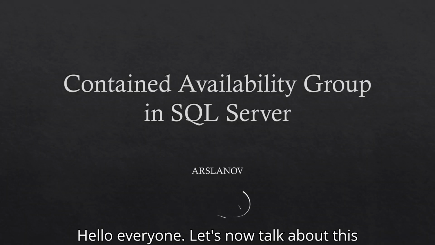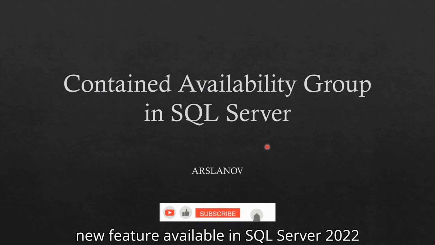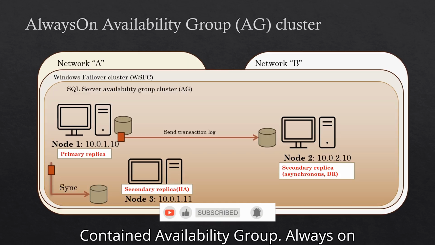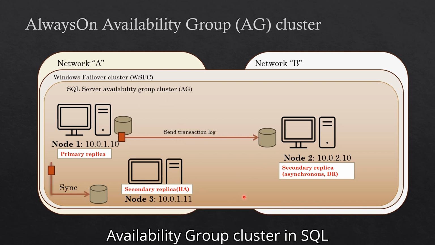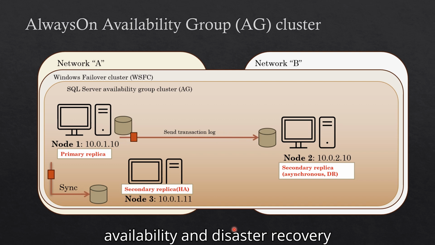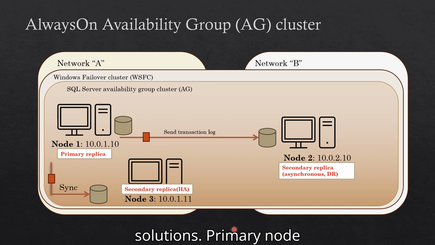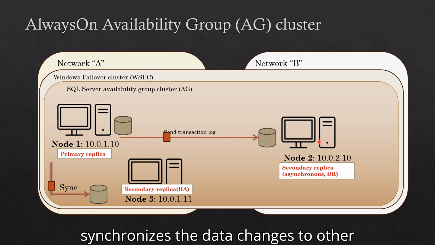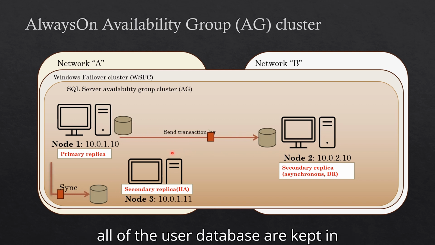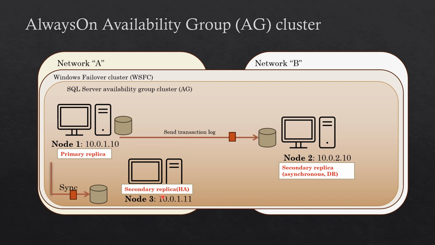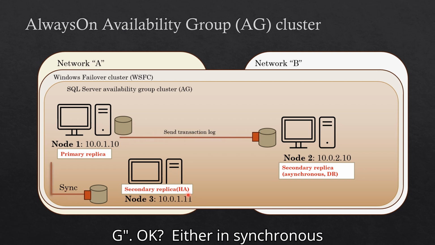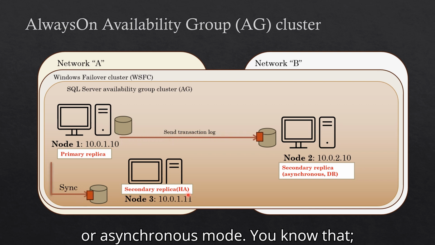Hello everyone. Let's now talk about this new feature available in SQL Server 2022, Contained Availability Group. Always On availability group cluster in SQL Server is designed to provide high availability and disaster recovery solutions. Primary node synchronizes the data changes to other replicas by sending transaction logs, and all of the user databases are kept synchronized across all replicas of AG, either in synchronous or asynchronous mode.